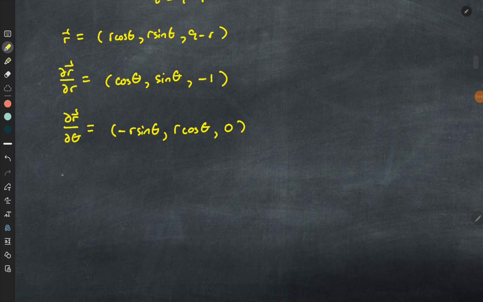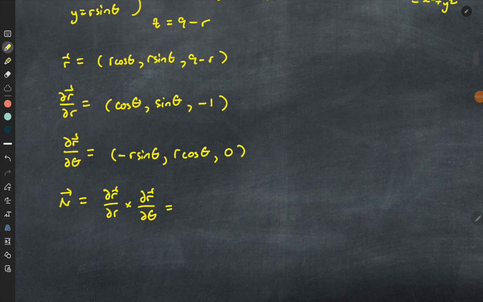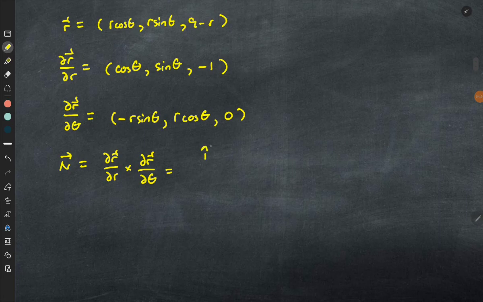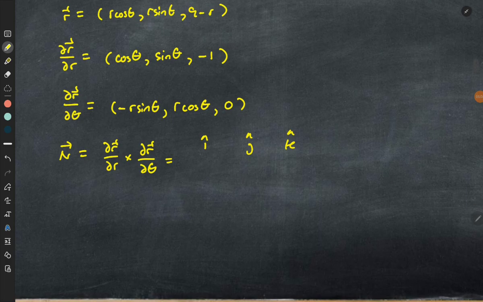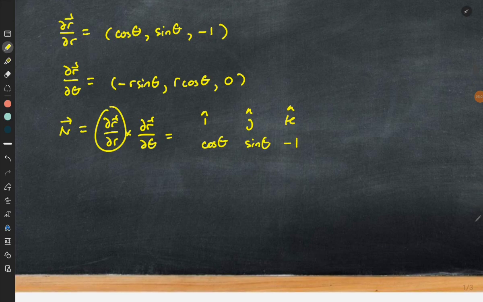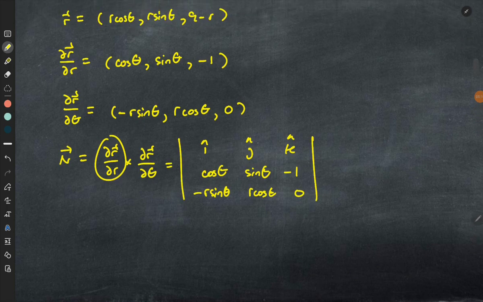To find our normal vector, we have to cross these two partial derivatives. If you all remember what a cross product is, the top row is just i hat, j hat, k hat. The second row is the first vector, so in this case it would be cos theta, sin theta, negative 1. And in the last row, you're going to have negative r sin theta, r cos theta, and 0. And it's all going to be inside a determinant.